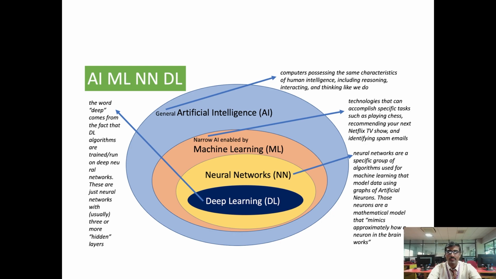Inside that, we have neural networks, a specific group of algorithms meant for machine learning, which model the data using graphs of artificial neurons. Those neurons are mathematical models that mimic how the neuron works in the brain. Digging in more depth, we have deep learning, which comes from the fact that the algorithms are trained and run on deep neural networks. These are just neural networks with usually 3 or more hidden layers.